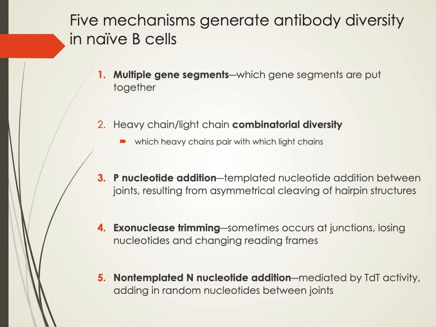And then we can also have non-template nucleotide addition. And so again, random nucleotides being added into the joints. So again, we have our gene segments. We have the different combinations between heavy and light chain. And then we can change the nucleotides, right? And so we can either do this in trimming, taking out, or adding in. And when we add in, we can add either P nucleotides or N nucleotides to cause those changes.